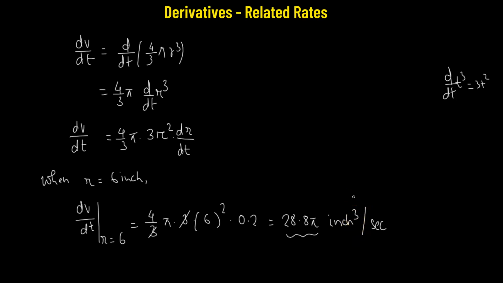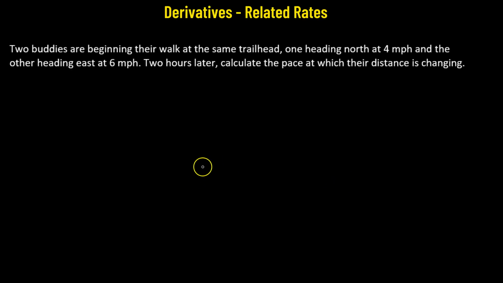So let's try out another problem. Problem number 2. It's given that two friends are beginning to walk at the same trailhead. Let's say they start from the same trailhead. One heads towards north. So this is the northern side. Let's call it from the origin O at 4 meters per hour. And the other heads east at 6 meters per hour. So let's say this is our eastern direction.